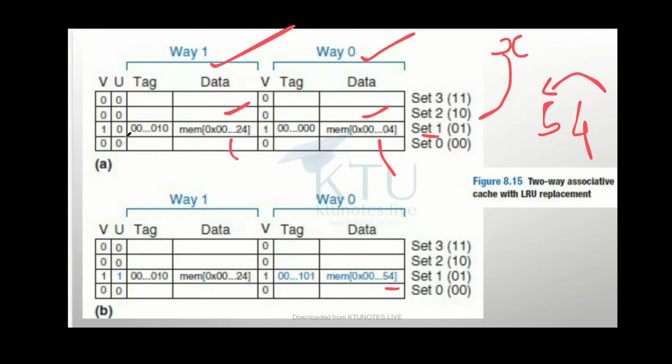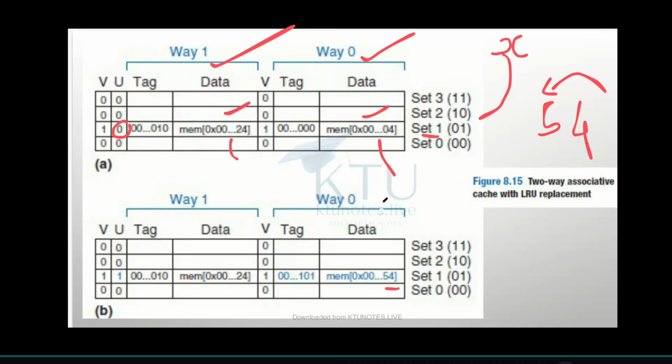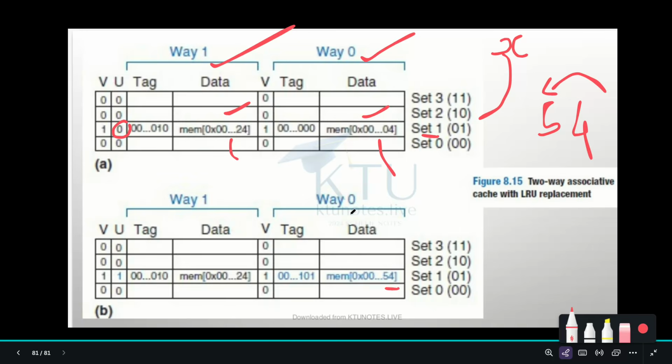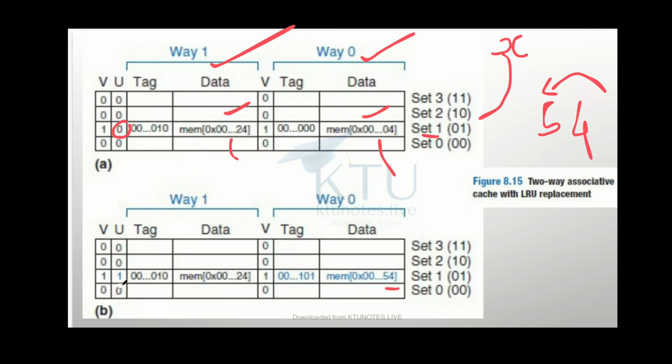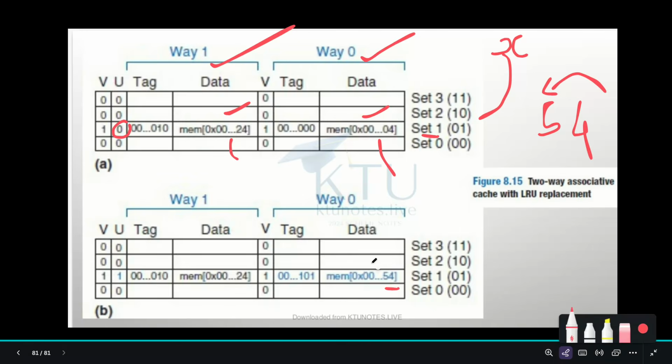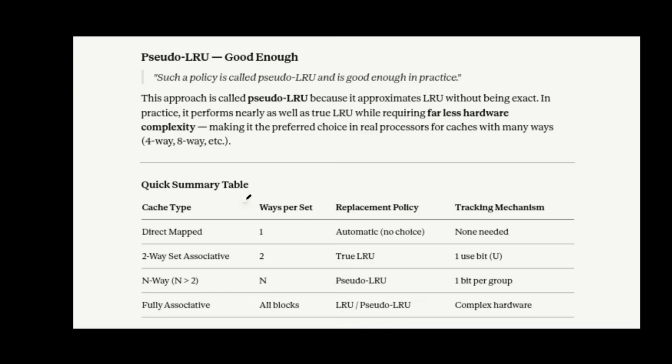So here U is 0. That means way 0 is least recently used. So we will put the new block in way 0 later. And now, because I have updated way 0, way 1 is least recently used. So U now becomes 1, because way 1 is now least recently used. That you have to understand.